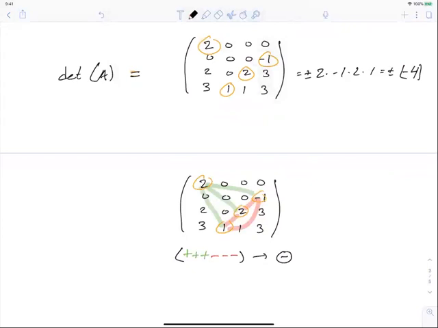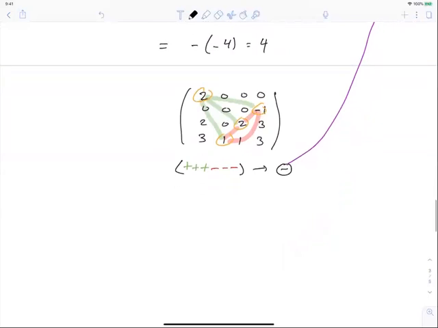So now this plus or minus is going to be a plus. So altogether, our determinant is minus 4 or 4. So this is a way we can use the formula in general without necessarily listing out all the different possibilities. What's also really nice about this formula is that it leads very well to some additional properties of the determinant.